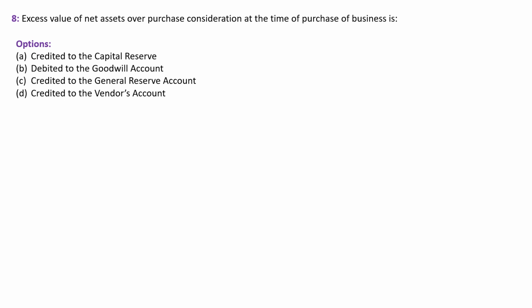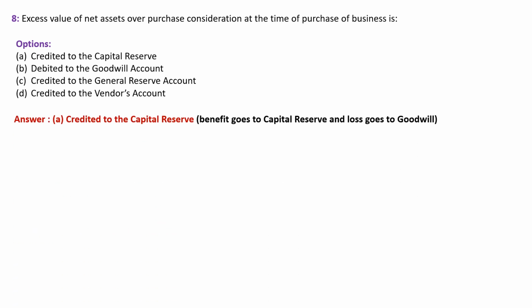But in this question, it says that the purchase consideration is lower than the net asset value you are acquiring. So what will happen in that case? You are acquiring more assets, but you're paying less, right? So it is a benefit for the business. In that case, option A, credited to the capital reserve, is the right answer, because when you get a benefit, it's capital reserve. When we don't get a benefit or we pay excess, in that case, it is goodwill.